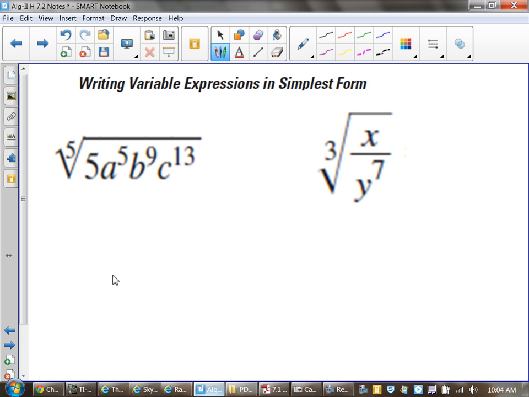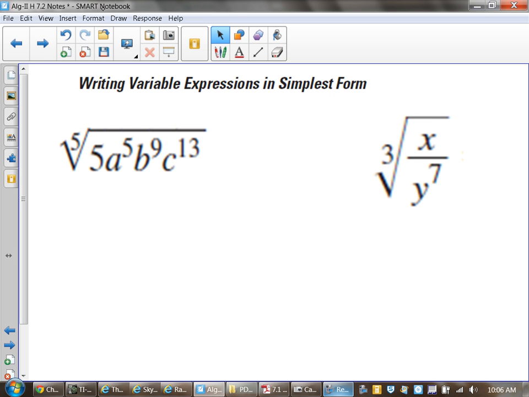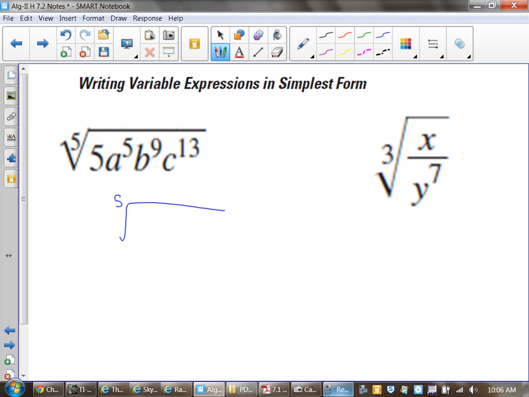Let's take a second to see if you can get these. All right. Let's do the first one. I know that the rationalizing of the stuff gets messy here. Can you take the 5th root of 5? No. There's no perfect. So what I'm going to do is I'm just going to start putting this here and leave the 5 in. I can't simplify it.